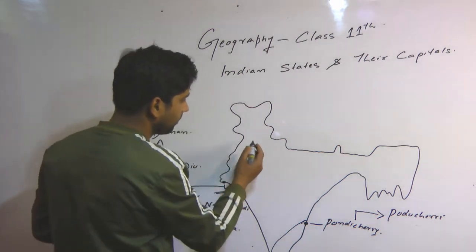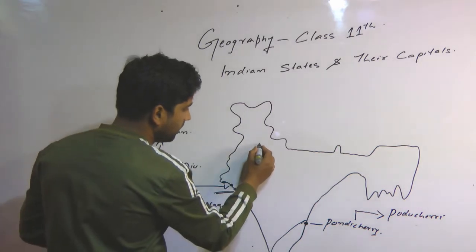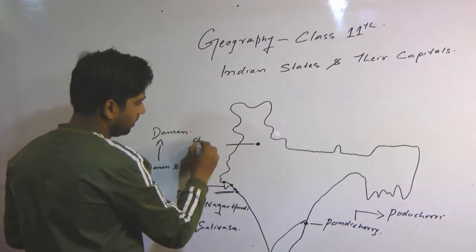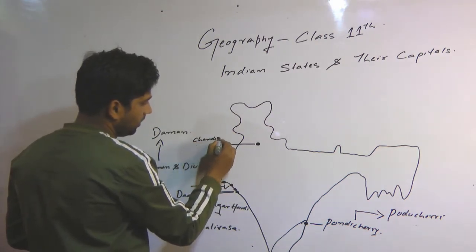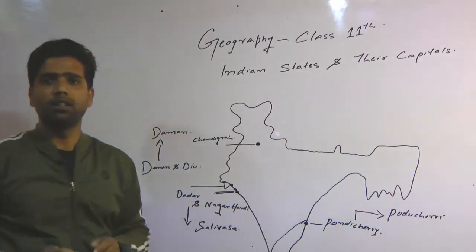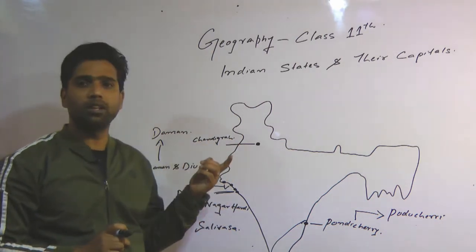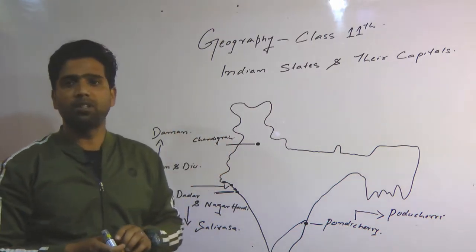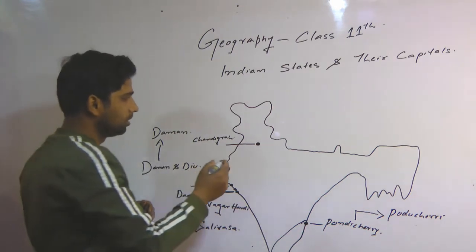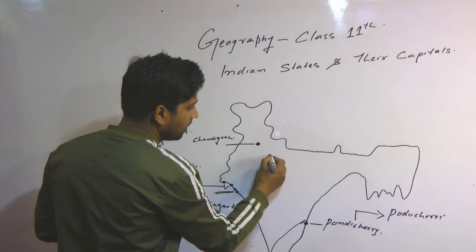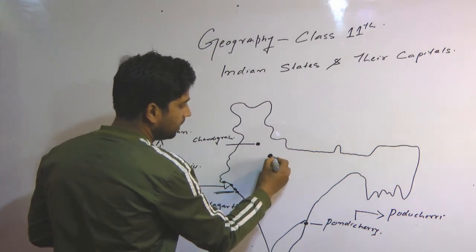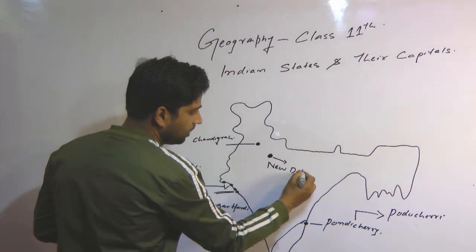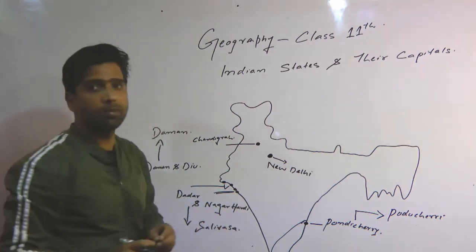And here, as we have already discussed, is a UT like this, Chandigarh. Chandigarh is a Union Territory of India, with its capital Chandigarh. Chandigarh is also the capital city of Punjab and Haryana. Here is another UT of India, that is Delhi, with New Delhi as its capital, and New Delhi is the capital city of India also.